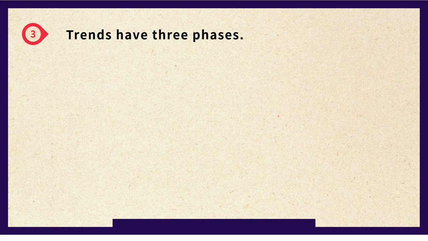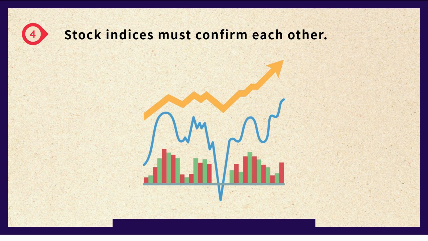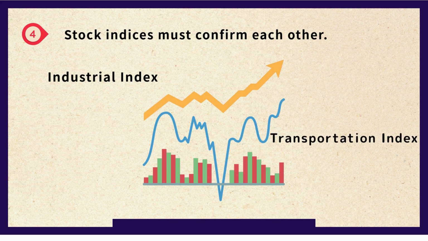The third principle, the three phases of a trend, is critical, so I'll go into detail about it later in the video. Next, let's cover the fourth principle. Stock indices must confirm each other. This concept suggests that you should not judge a trend based on just one stock index. For example, in Dow theory, it's not considered a valid trend unless both the industrial index and the transportation index are moving in the same direction.